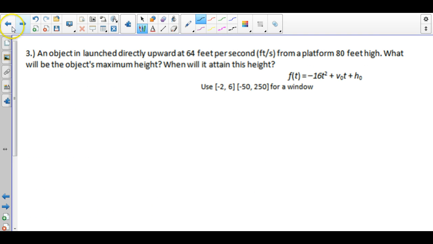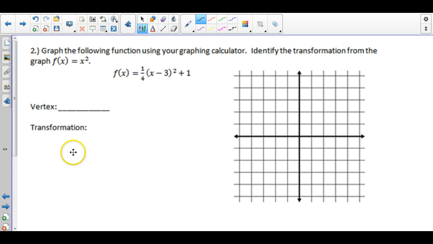Next one. Here's number 2. Okay. Graph the following function using the graphing calculator, and then we're going to identify the transformation from the graph, and I'll explain that in words. So first thing I'm going to do is put this in my calculator. This is in vertex form because it is in the form of f of x equals a(x minus h) squared plus k. And that was the vertex form where (h, k) itself was your vertex.